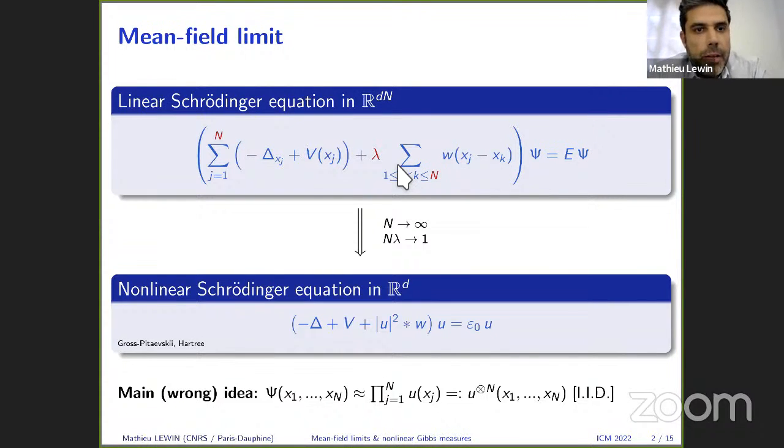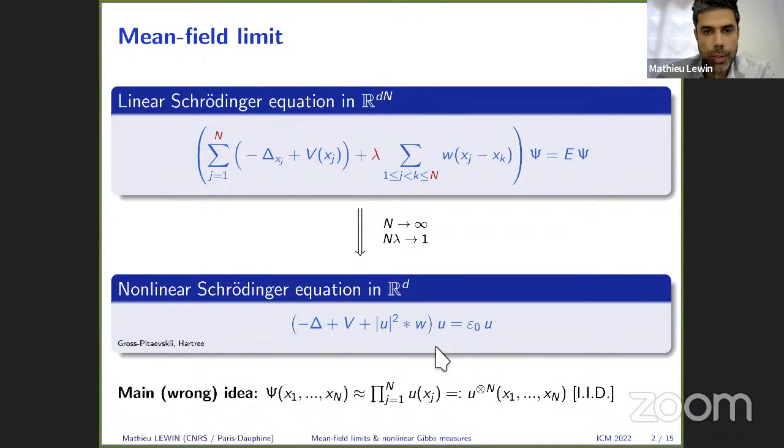And here are three terms. So the first term is just the Laplacian. So that's the kinetic energy of my particles. The second term is the potential. So we are just putting some external potential in order to control our quantum system. And the third term are the interactions between our n particles. And that's why you sum here over pairs. I have added here a parameter lambda, which I will use to modulate the strength of the interactions.